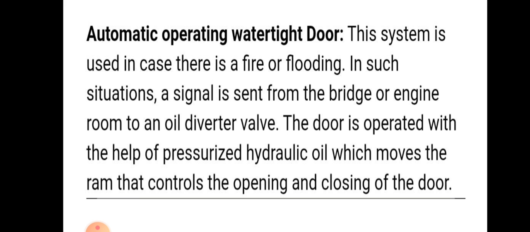Automatic operating watertight door means this system is used in case there is a fire or flooding. In such a situation, a signal is sent from the bridge or engine room to an oil diverter valve. The door is operated with the help of pressurized hydraulic oil, which moves the ram that controls the opening and closing of the door.